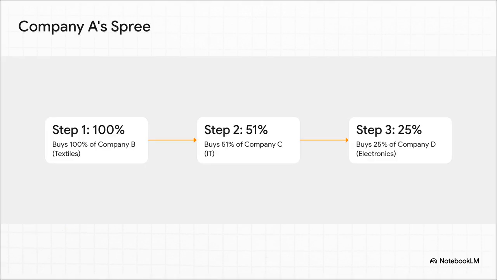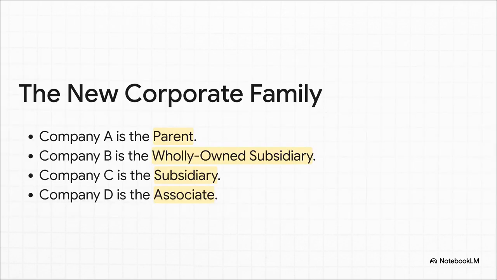So, Company A goes on a little shopping spree. First, it buys all of Company B, another textile company. Then, it decides to diversify and buys a controlling 51% stake in Company C, an IT firm. And finally, it takes a smaller 25% stake in Company D, which is in the electronics business. And boom, just like that, a new corporate family is born. Company A is now the parent, Company B is its wholly owned subsidiary, Company C is its regular subsidiary, and with that 25% stake, Company D is now its associate. See, our three definitions are now playing out right here.